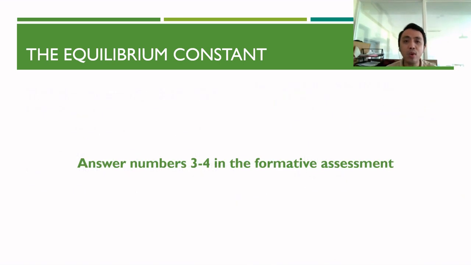Now that we have learned how to calculate the concentrations of chemical species at equilibrium from the equilibrium constant, you are now asked to answer numbers 3 and 4 in the formative assessment. Answer this one with your pair, discuss how you were able to arrive at the answer, and try to help each other out. To guide you in your answers, the values for the answers in 3 and 4 are given at the bottom half of our page.